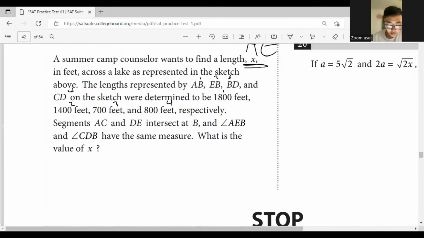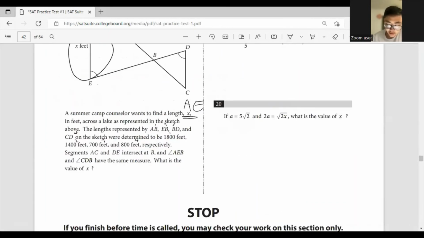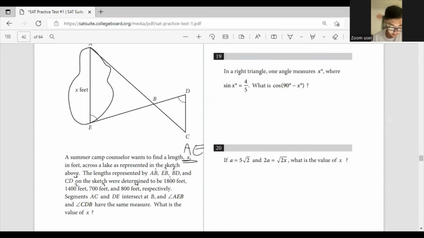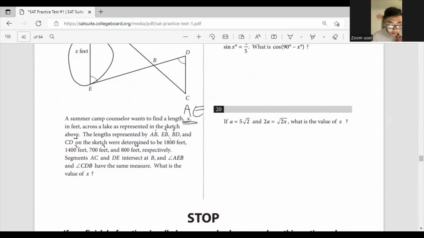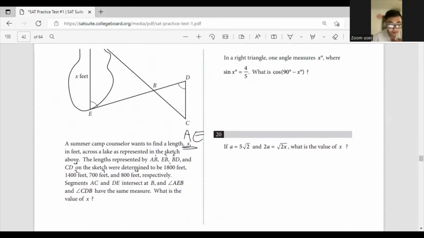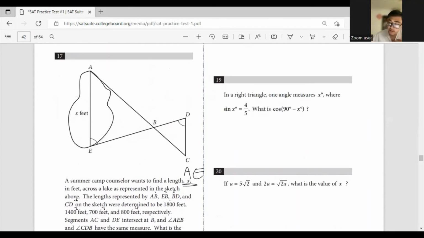Okay. And segments AC and DE intersect at B. So AE, AC. Okay, I see that. And angles ABE and CDB have the same measure, as they denoted for me right here. Okay, I see them right here. Same measure. Cool. I'm gonna erase that. Don't want to mess it up too much.